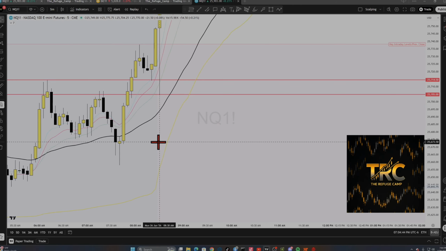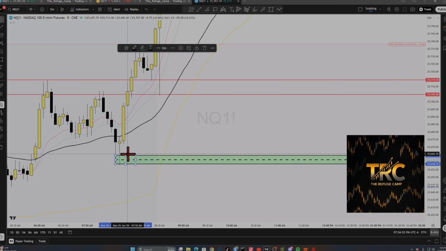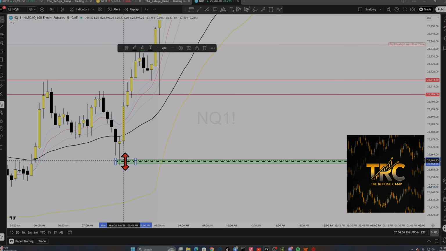Everybody is always hyper focused on trying to get that trade entry all the way down here. Right? That's not our job. That's gambling.